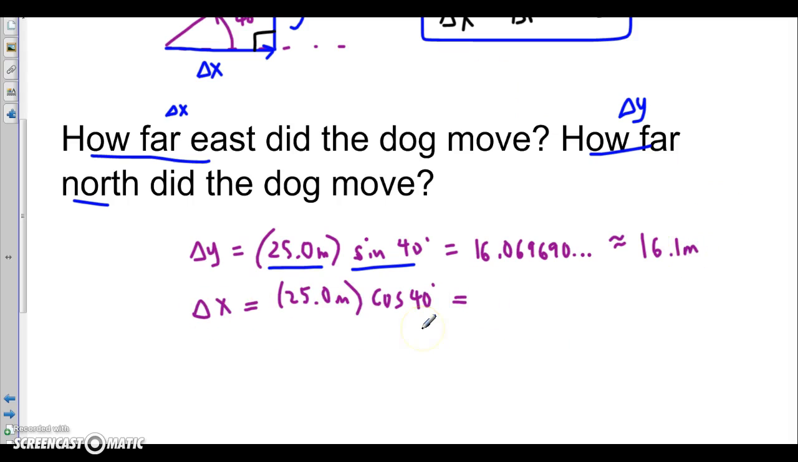You do the same thing for delta x. Cosine this time of 40. And you get 19.1511, a bunch of ones, and it goes on. You round this to 3 sig figs. Here's the third sig fig, so it becomes 19.2 meters.